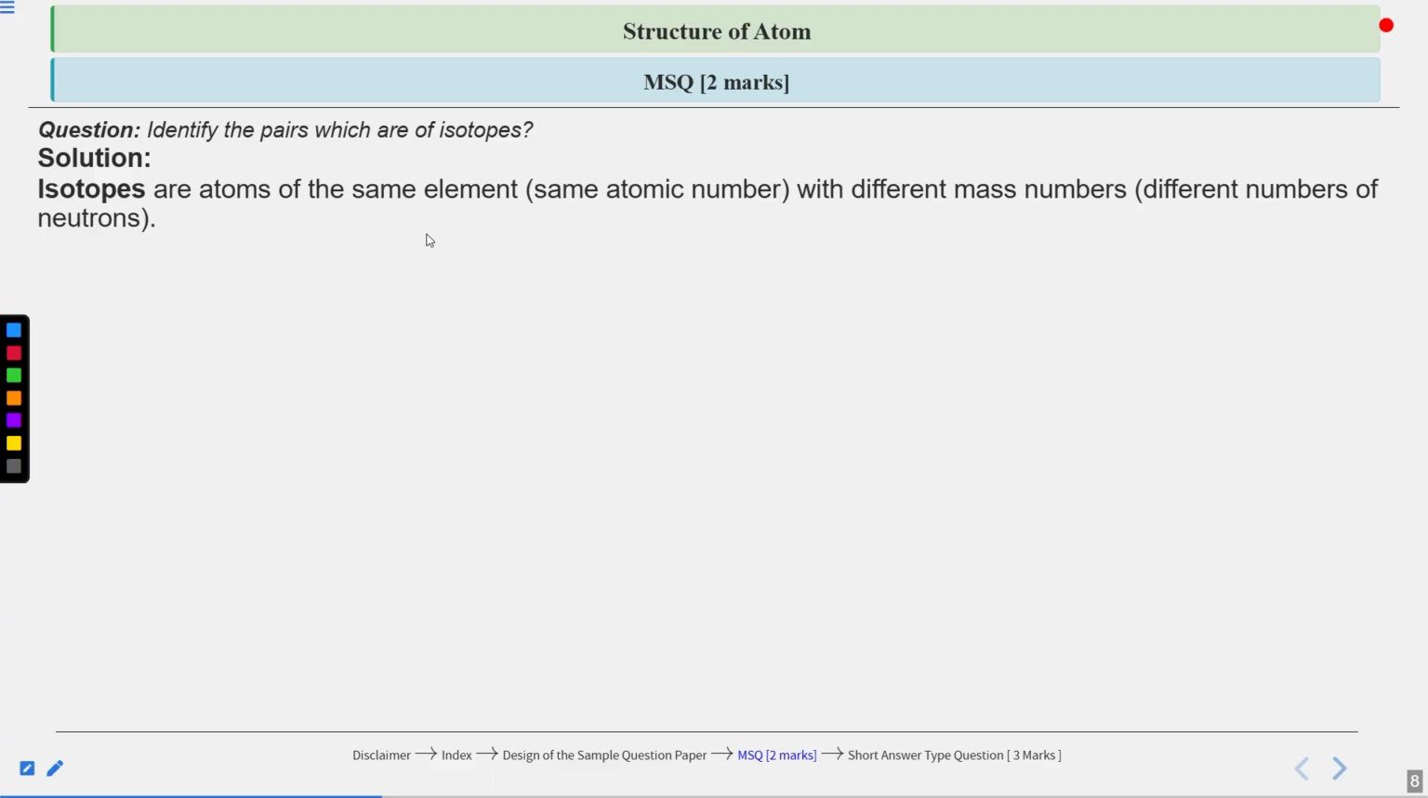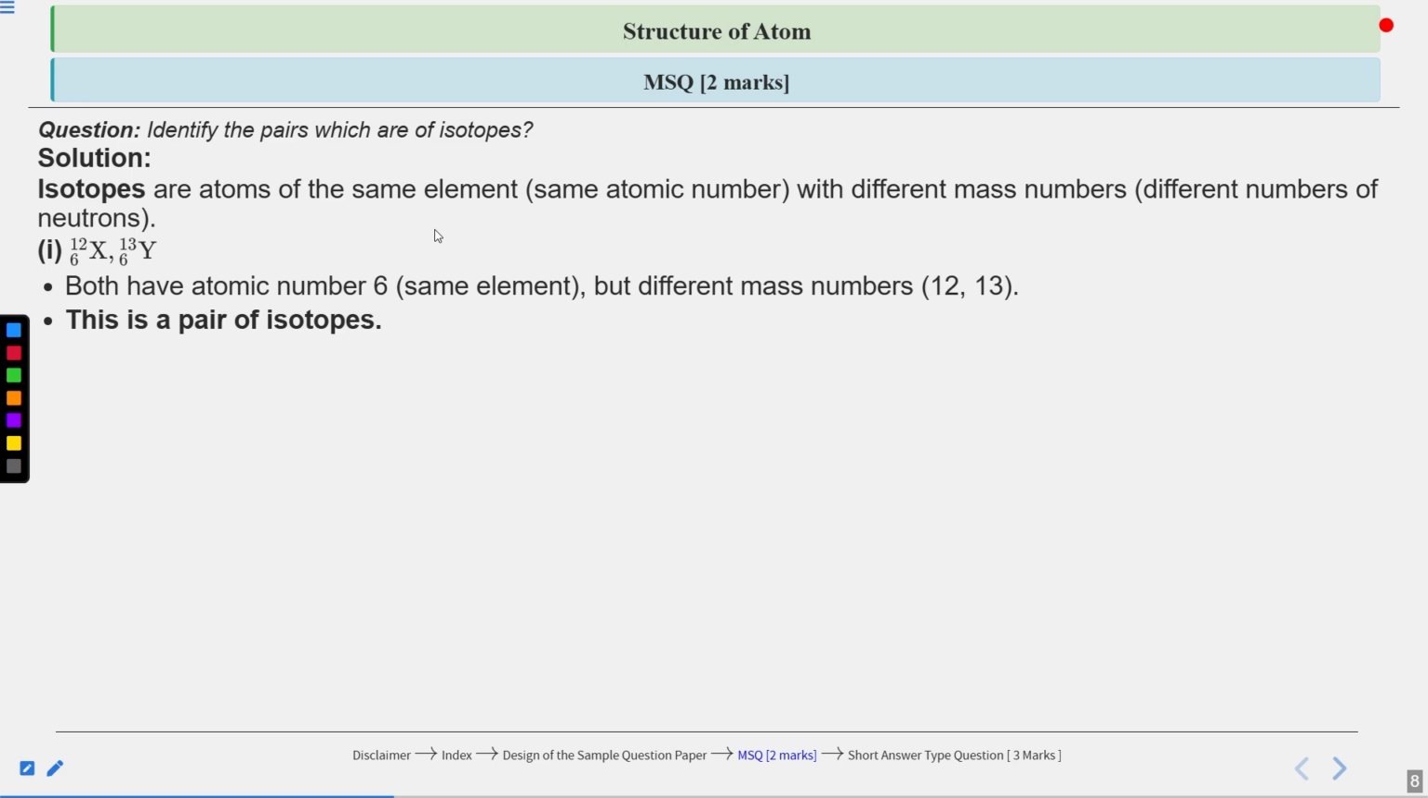So if I talk about the isotopes, they are the same element with the same atomic number but different mass number. What is the reason behind it? The mass number is equal to the number of protons plus the number of neutrons. Since the number of protons is the same, the atomic number is the same, but the number of neutrons is different, therefore the mass number is different. We know a very large number of isotopes, starting from hydrogen, moving on to chlorine and so on.